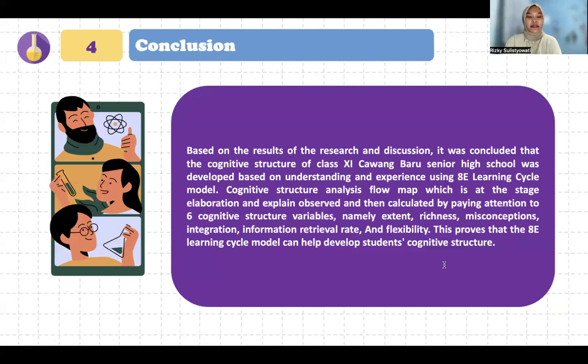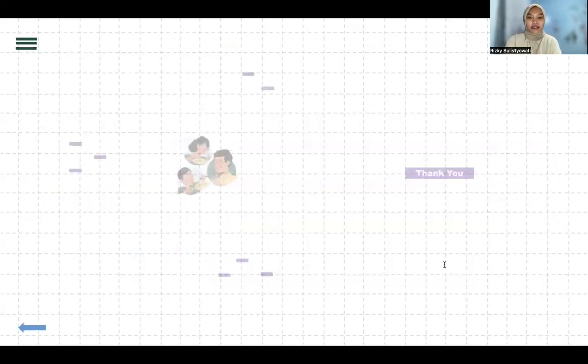Also, we are moving to the conclusion of this study. Based on the results of this research and discussion, it was concluded that the cognitive structure of class 11 students of Chawang Baru Senior High School developed based on understanding and experiences using the 8E learning cycle model. Cognitive structure analysis with the flow map, in the stages of elaboration and explain, was observed and calculated by paying attention to the six cognitive structure variables. Then this is proof that the 8E learning cycle model can help develop student cognitive structure.